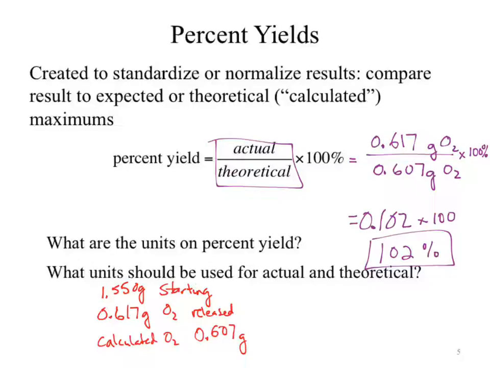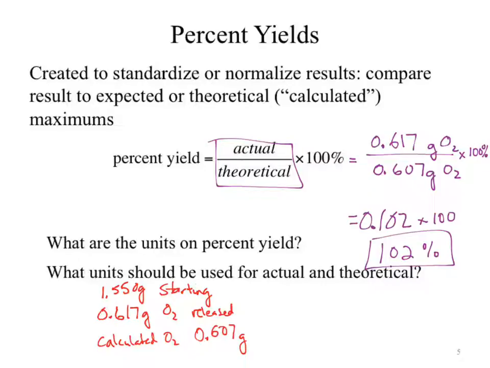Make sense? Anybody have an issue with getting 102% yield? That's more than we started with. There's no way that should have happened. Okay? What does that mean? You did something wrong. Good point. So what you should immediately pause and do is say, did I do the calculation right?